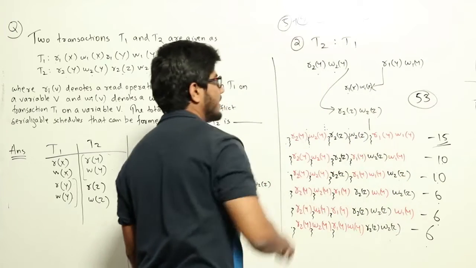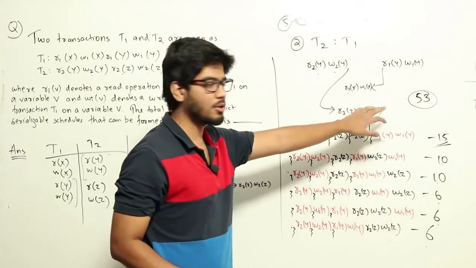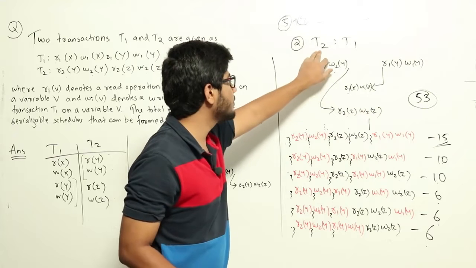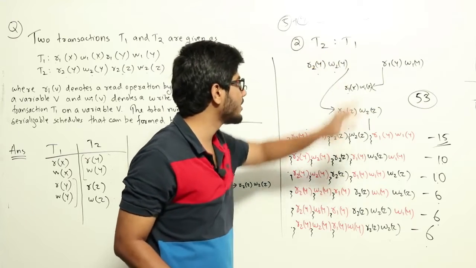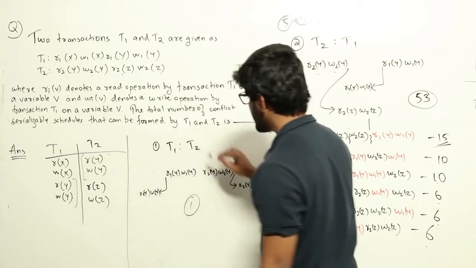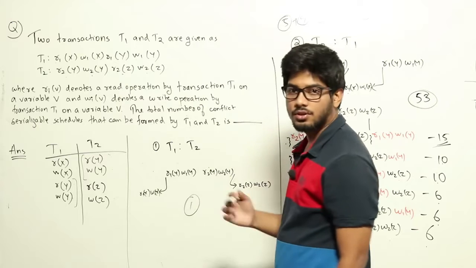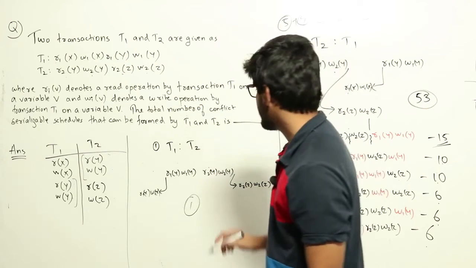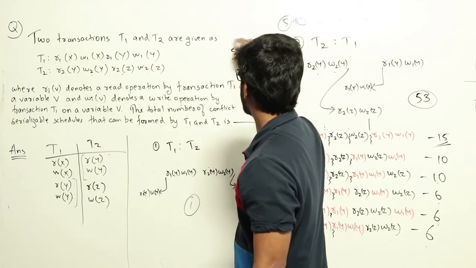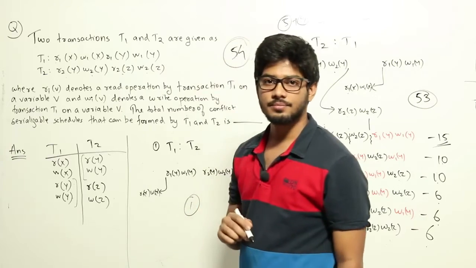So there are 53 schedules possible, which is conflict serializable to the serial schedule T2, T1. Similarly, for T1, T2 there was one more possible. So the total is 53 plus 1, that is 54. 54 is the answer to this question.